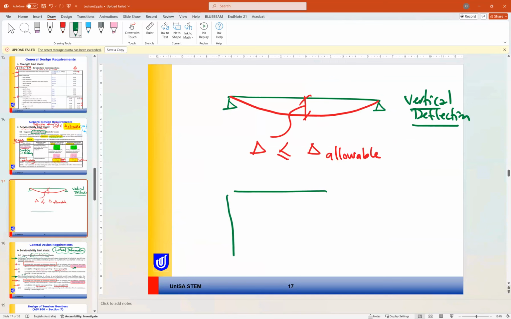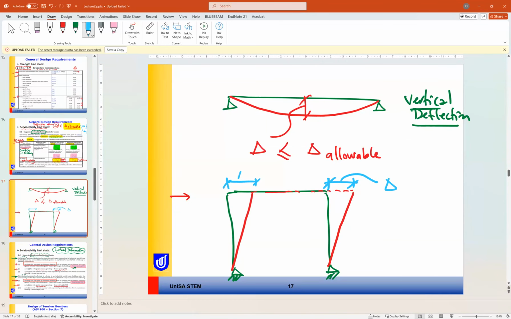If we have a frame and a lateral load, we can have lateral deformation of the column. So we are now talking about the deflection here. So this is horizontal deflection. The standard gives a limit for this one as well. So delta should be less than delta allowable for lateral deflection.